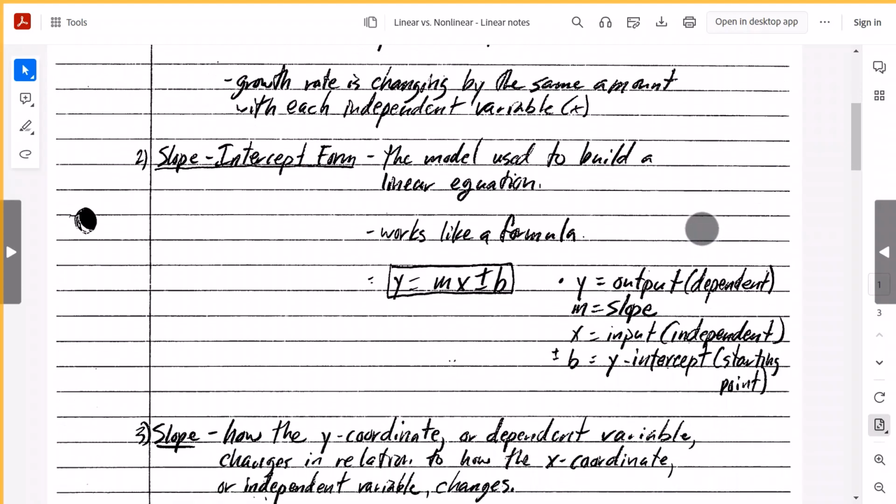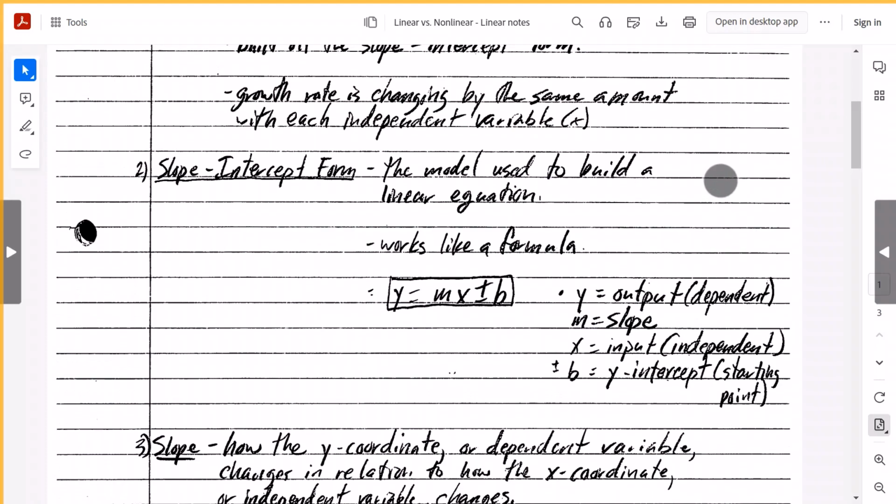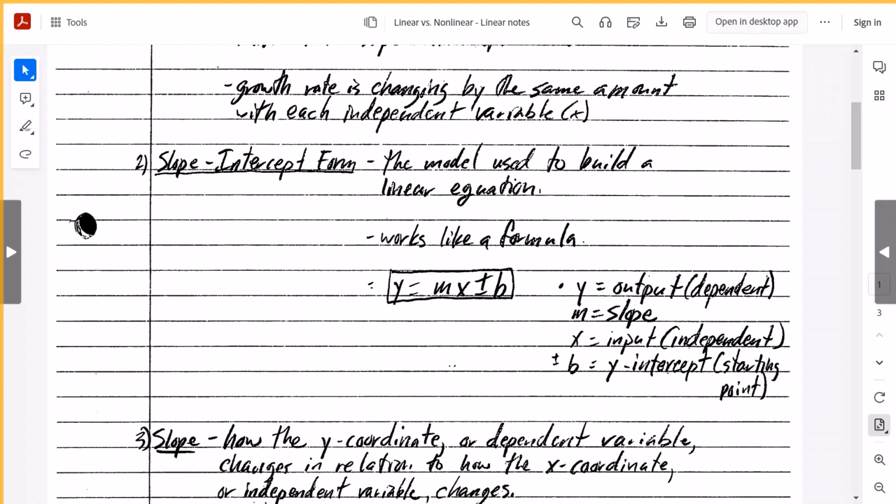We are going to use y equals mx plus or minus b because b is your y-intercept, and sometimes your y-intercept is positive and sometimes it's negative. The growth rate, if it's linear, means it's changing by the same amount with each independent variable. So every new independent variable that you get, the same function happens to it as happened to the one before it and will happen to the one after it.